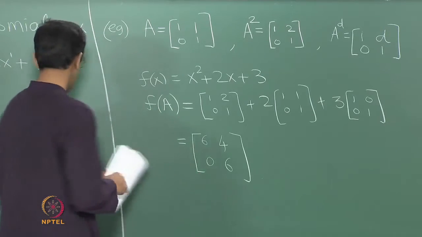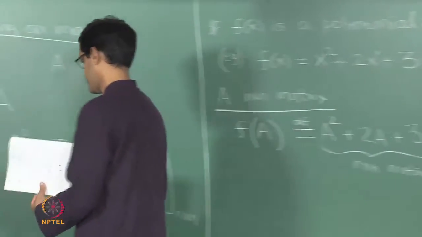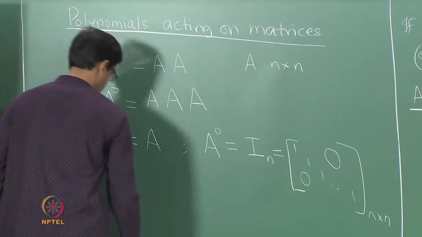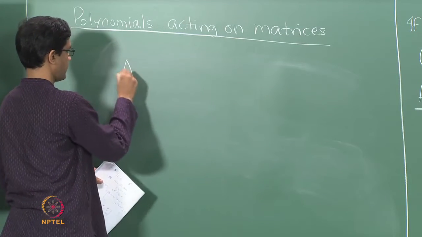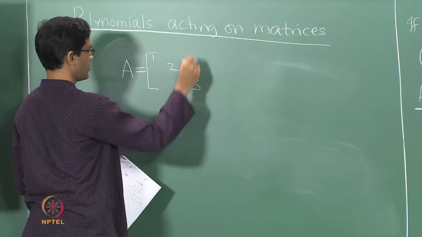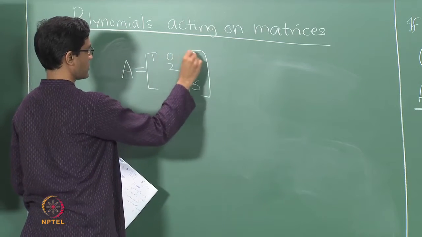So let's take another example. Let's go one dimension higher, let us look at a 3 cross 3 matrix. Let's take the matrix A, just have diagonal entries 1, 2 and 3 and zeros everywhere else.